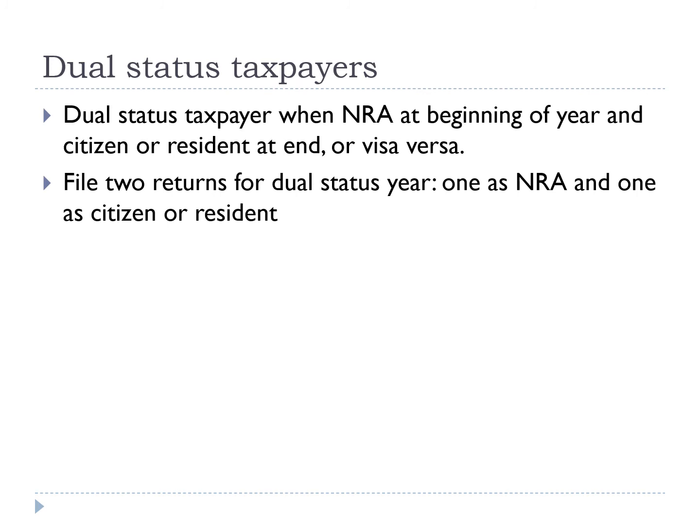A dual status taxpayer is taxable for such year as though his or her tax year were comprised of two separate periods, one consisting of the time during which he or she is a U.S. resident or citizen, and the other consisting of the time during which he or she is not.